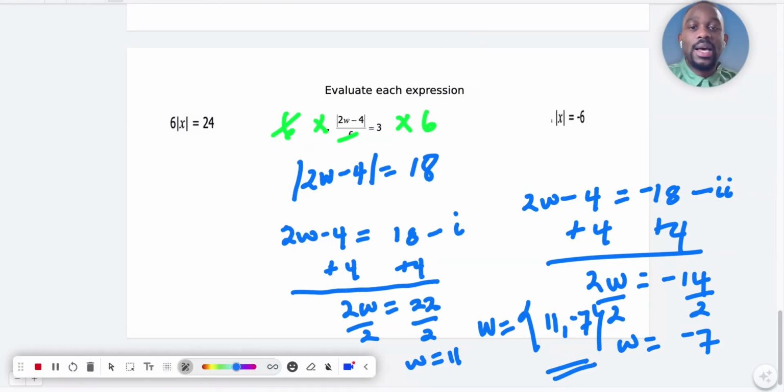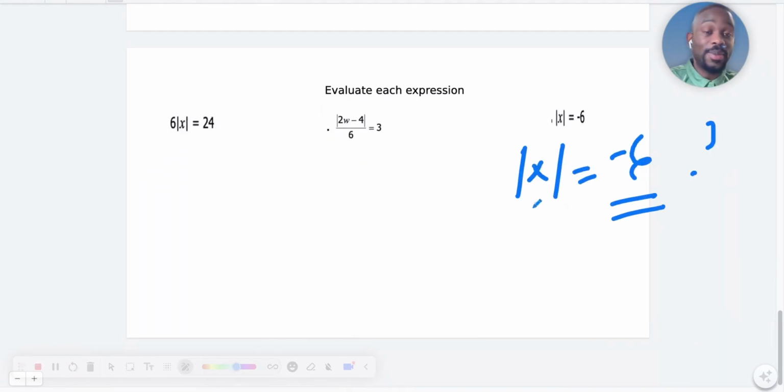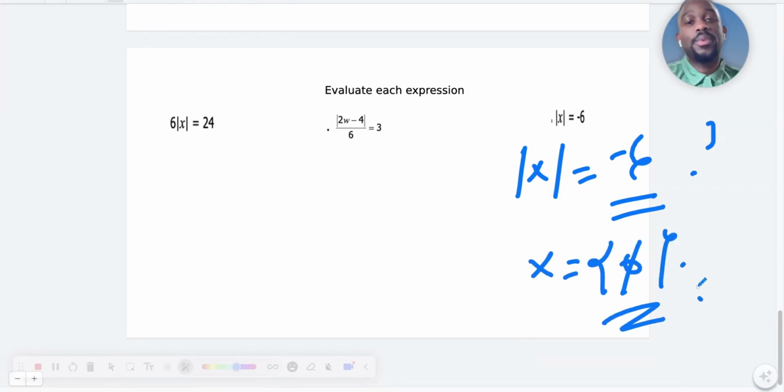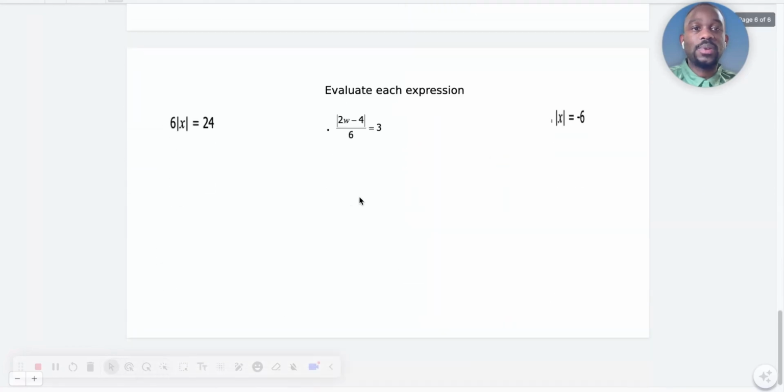See, very interesting. And lastly, we have the absolute value of x is equal to negative 6. Question, does this make sense? Whenever you have an absolute value being equal to a negative, there is no solution. So the solution set of x doesn't exist. So always make sure that the absolute value equals a positive. If we go back up, this was a positive. So every time it's a negative, the solution set doesn't exist.